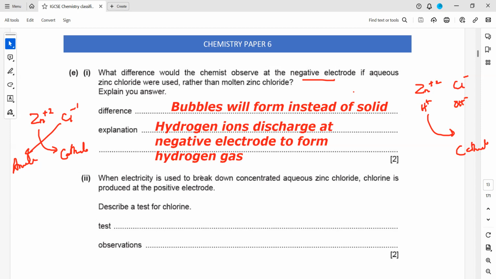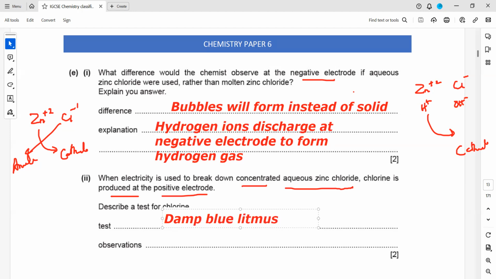When electricity is used to break down concentrated aqueous zinc chloride, chlorine is produced at the positive electrode. Describe a test and the observation. So you have to learn the test for chlorine gas. We use damp blue litmus paper. And what is the observation? First it turns red and then it bleaches. Or directly, if you say it bleaches, bleach here means the color will be removed.